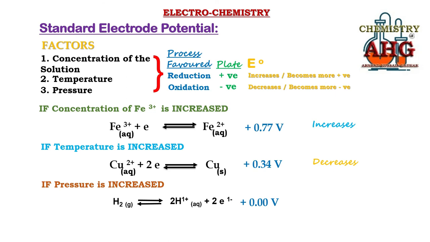On the left-hand side there is 1 mole of hydrogen gas. On the right-hand side, how many moles of hydrogen gas are present? None, 0. So it means 1 mole on the left-hand side, no moles on the right-hand side. When you increase the pressure, pressure would favor the forward reaction, and in the forward direction the process of oxidation is taking place. When there is oxidation, obviously this half cell would become the anode, its electrode would get negative charge. So again, in this case, you can conclude that by increasing the pressure, oxidation will be favored and the numerical value of standard electrode potential would decrease.